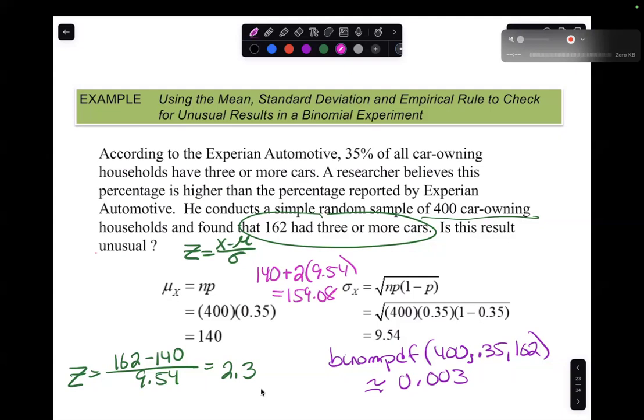So if you were going to ask this on a test or quiz, you wouldn't provide us with the mu and the standard deviation though, would you? No, you would have to figure that out. Okay, or you could just do this. That's probably where I would go. I would probably just jump to binom PDF because it's less work.